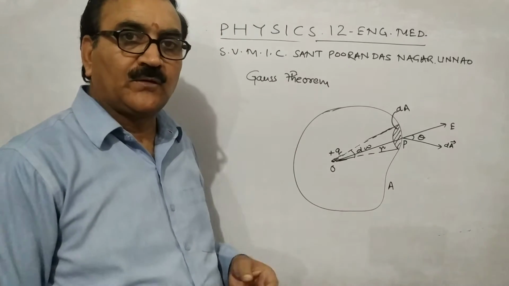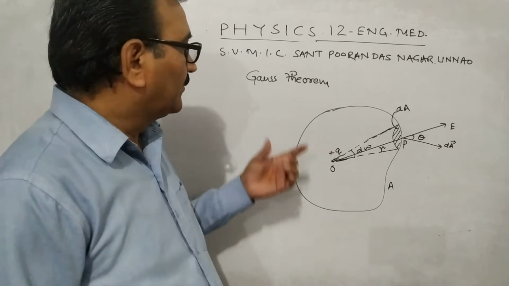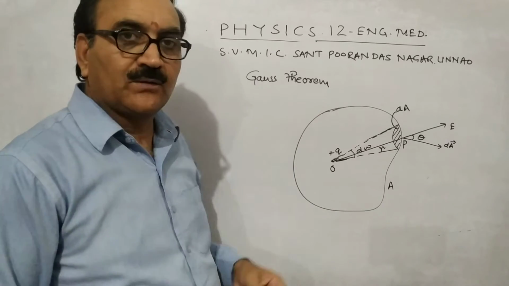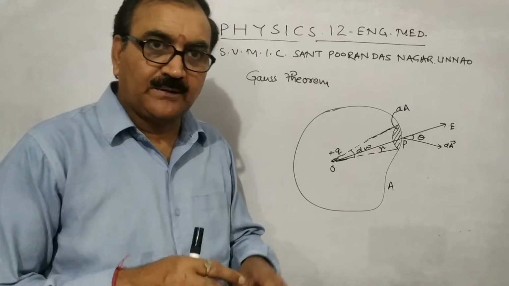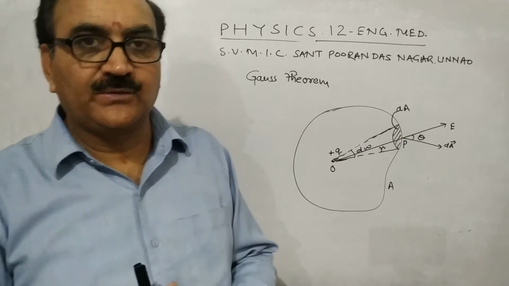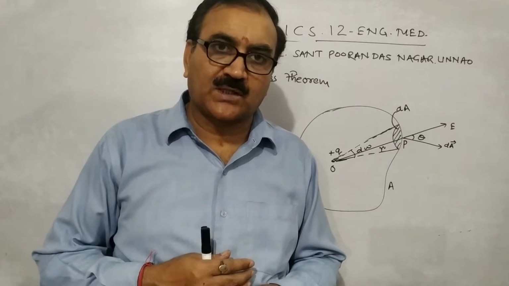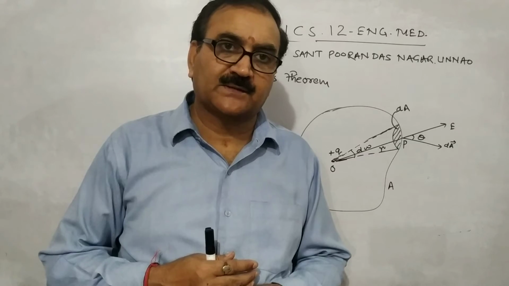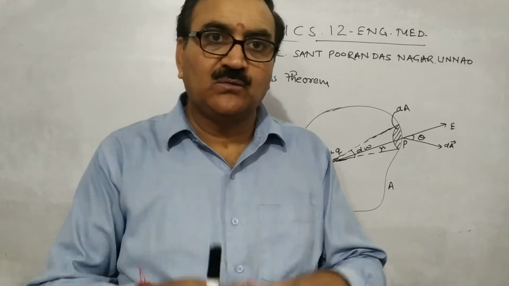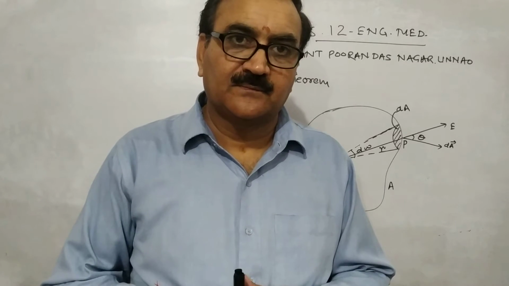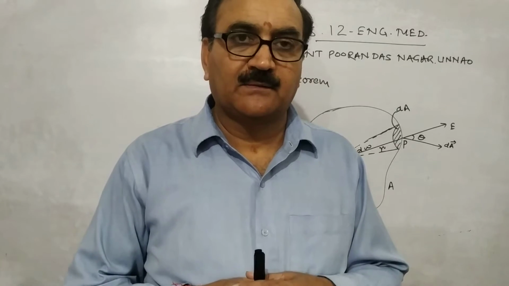Here there is a proof of Gauss theorem. Before going through this theorem, you have to know about the Gaussian surface. Actually, any imaginary surface which surrounds the charge is called a Gaussian surface, and the electric flux passing through this surface is what we have to calculate.